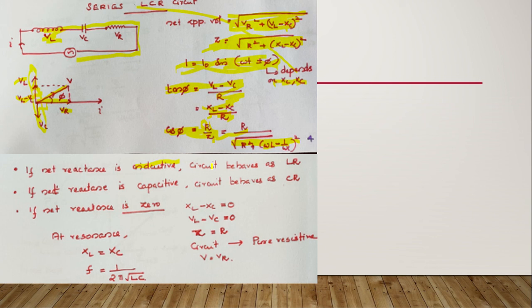If it is an inductive circuit, the circuit behaves as an LR network. If it is capacitive, it behaves as a CR network. If the net reactance is 0, that means XL minus XC is equal to 0, then the net impedance takes the value R, and it behaves as a pure resistive network. At resonance, XL is equal to XC, and that frequency f equals 1/(2π√LC). That frequency is called the resonant frequency. At that resonant frequency, the LCR network behaves as a pure resistive network.